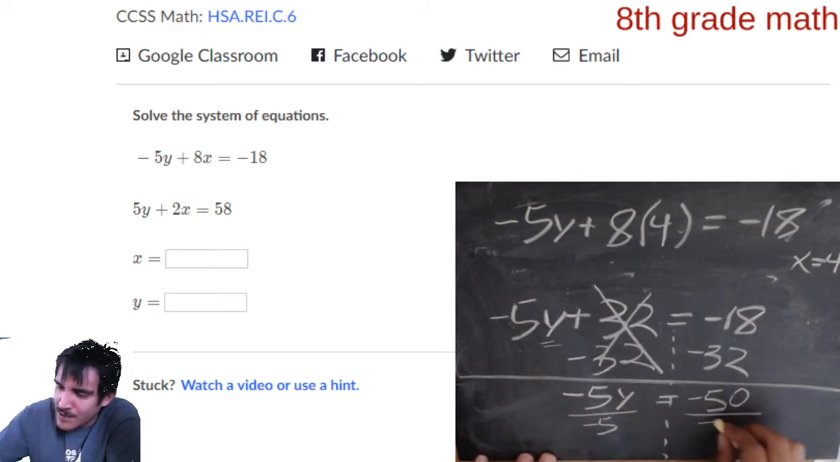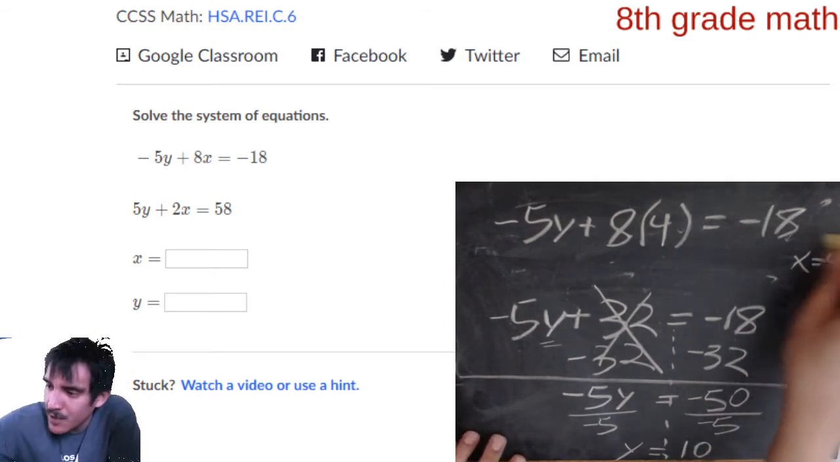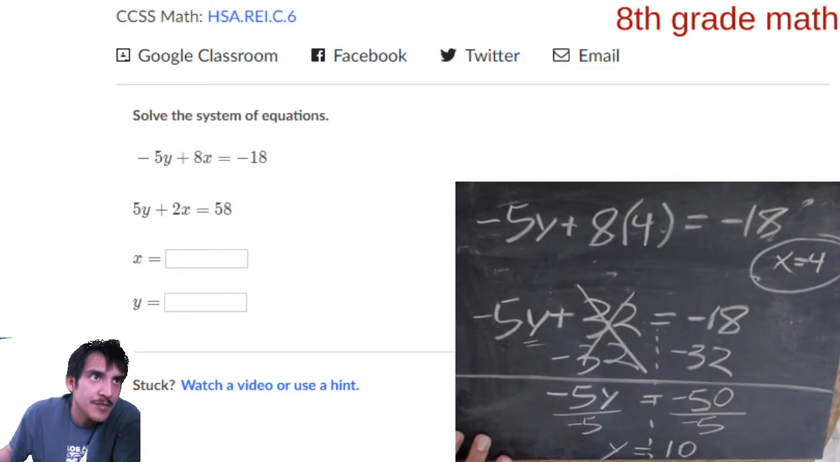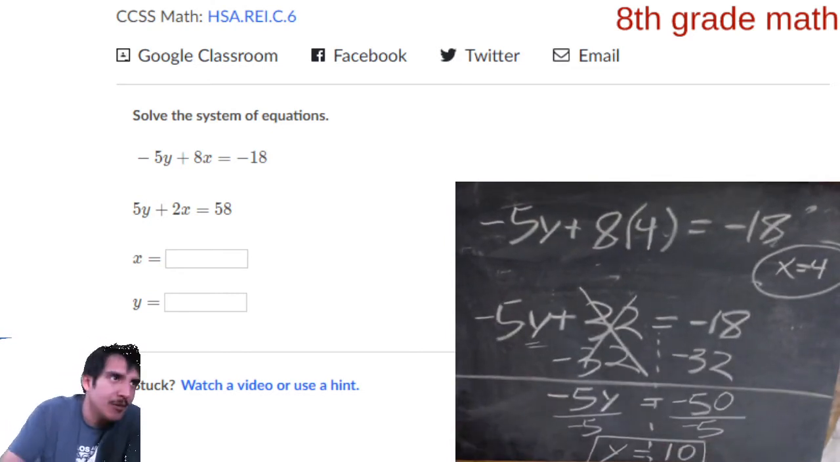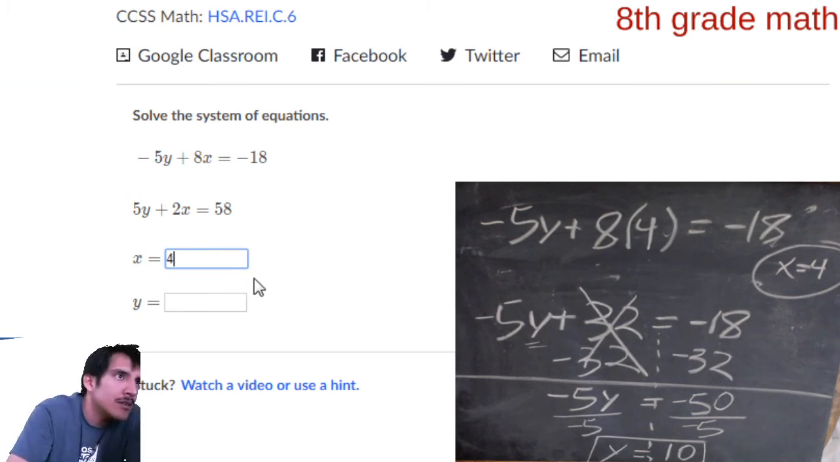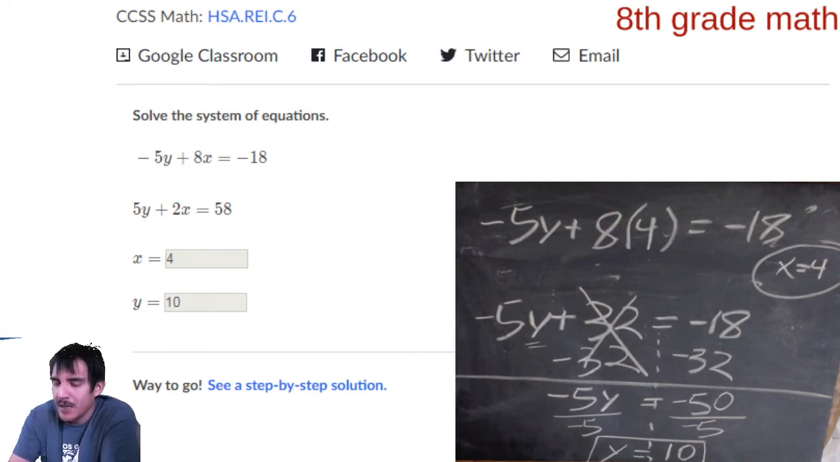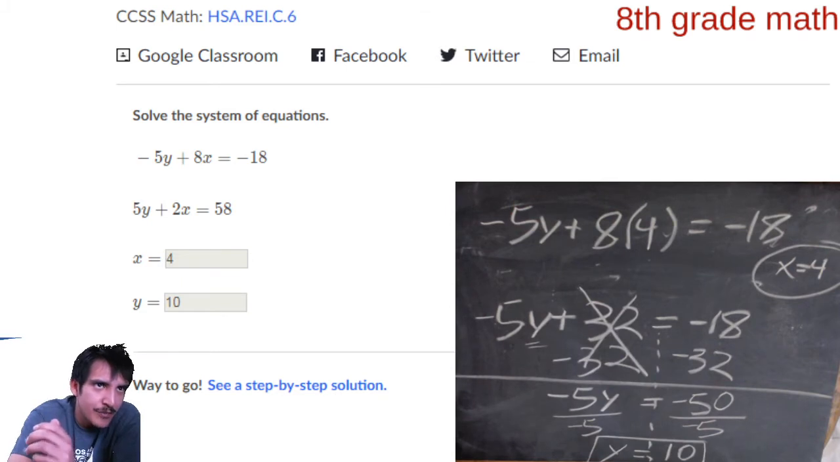Remember, dividing is always like the last step you do. So you get y equals negative 50 divided by negative 5. That's going to be a positive 10. So we are left with x equals 4, y equals 10. Okay? So, just to recap, you need to have opposites in your original equations before you can start adding them.